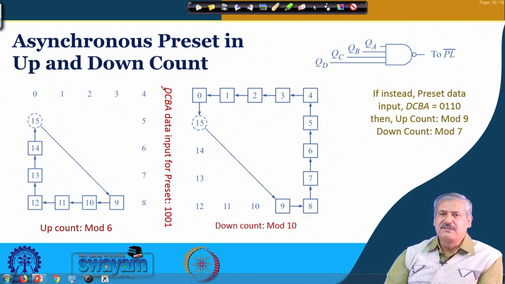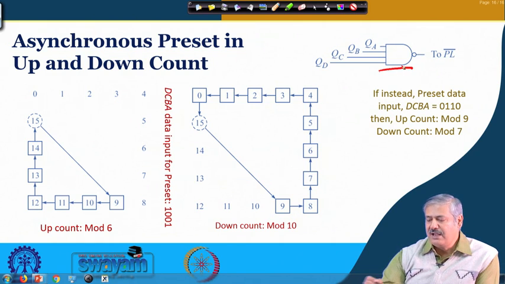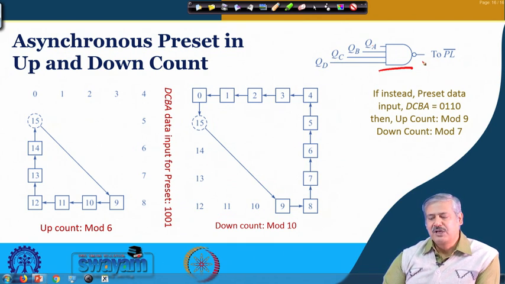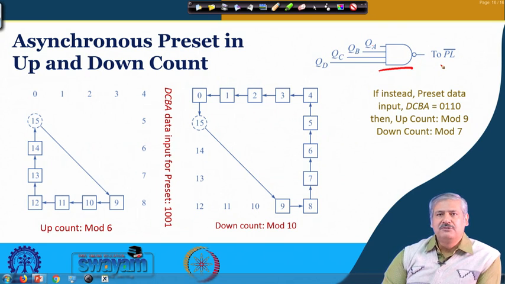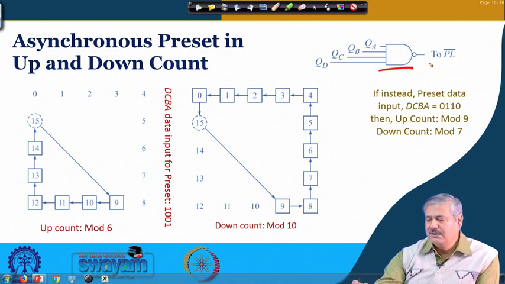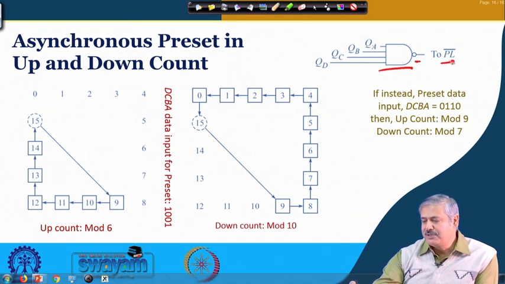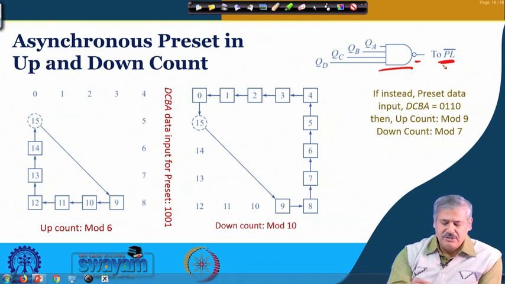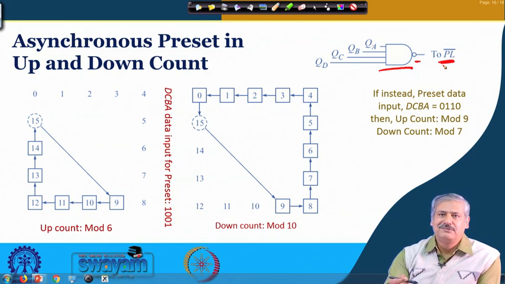Right. Now, we consider that we have put an external gate. QA, QB, QC, QD, they are connected. So, it is a 4 input NAND gate. And so, its output will be low when all of them are 1, because for a NAND gate any input low means output is high. So, as soon as all of them are 1, it will become low. And this is sent to your parallel load, that is asynchronous preset input, which is active low.